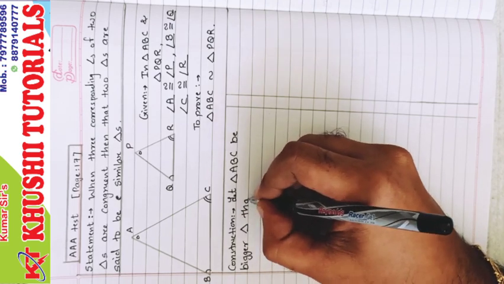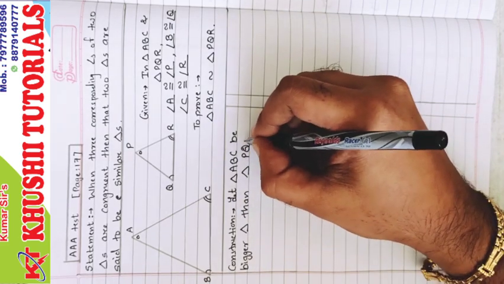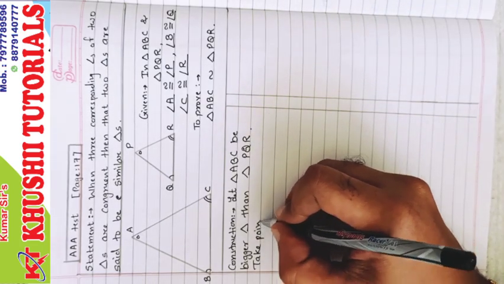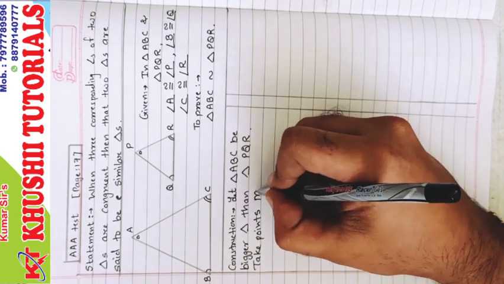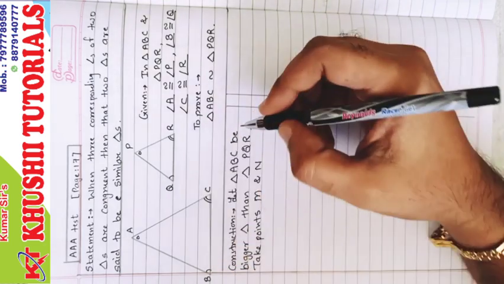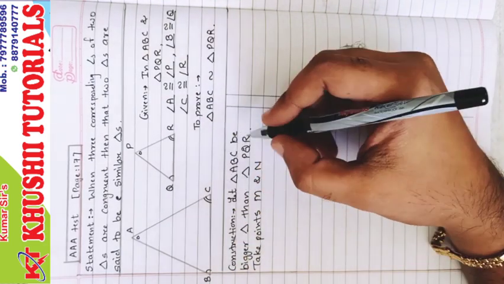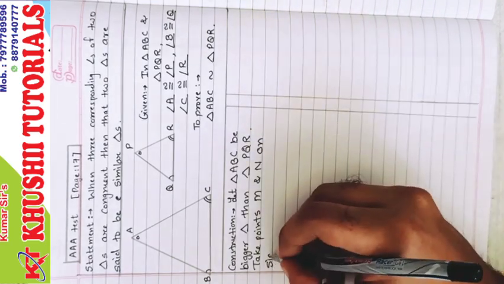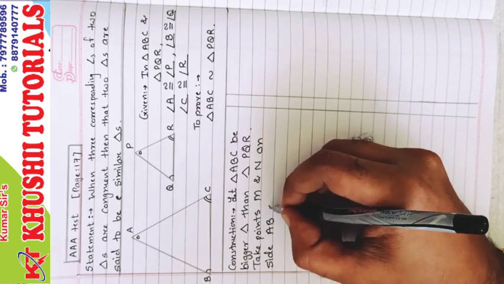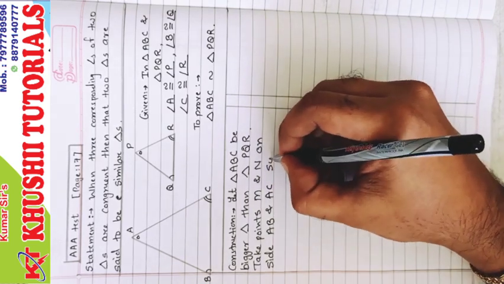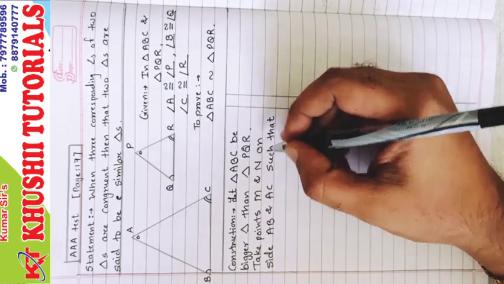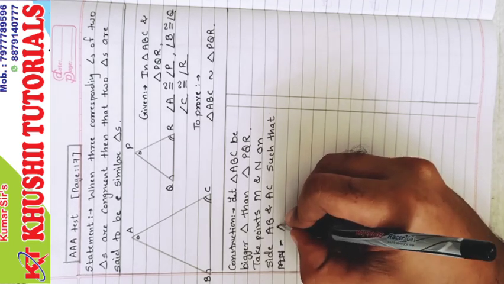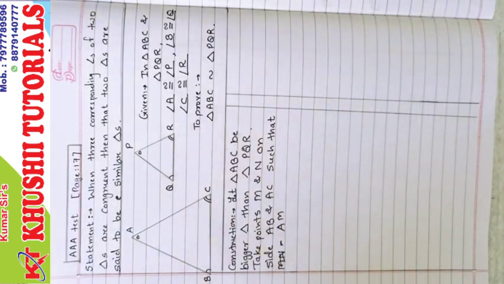Then triangle PQR. Take points M and N, instead of taking D and E. M we will take here and N here, on sides AB and AC, such that AM, sorry, not MN, AM. Let me take AM first, otherwise we will get confused.